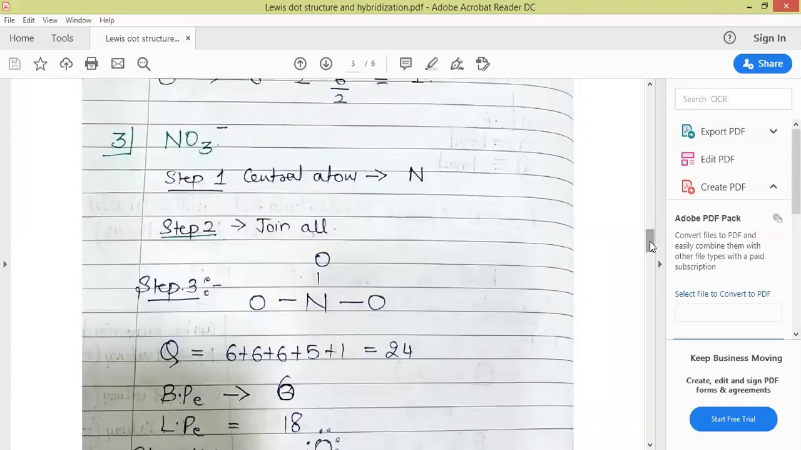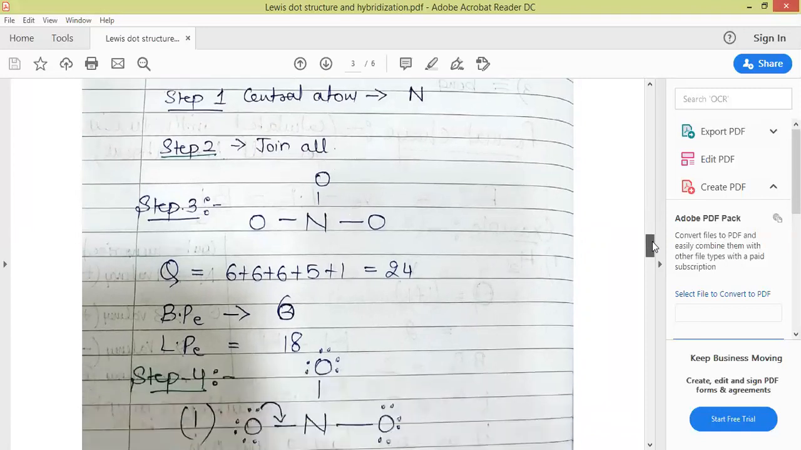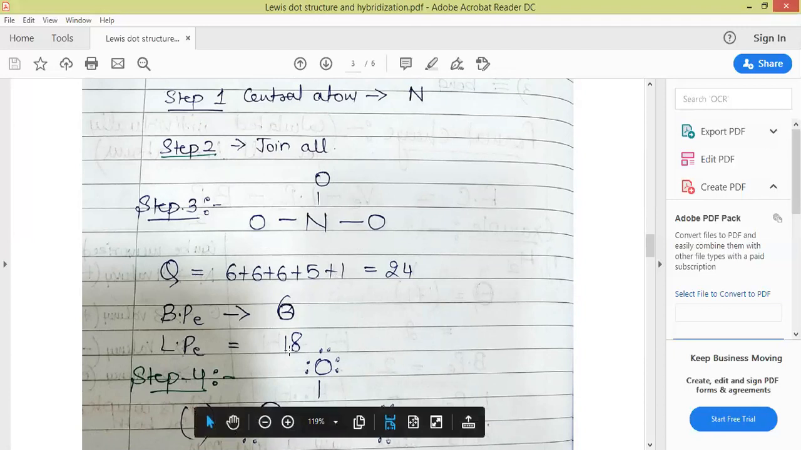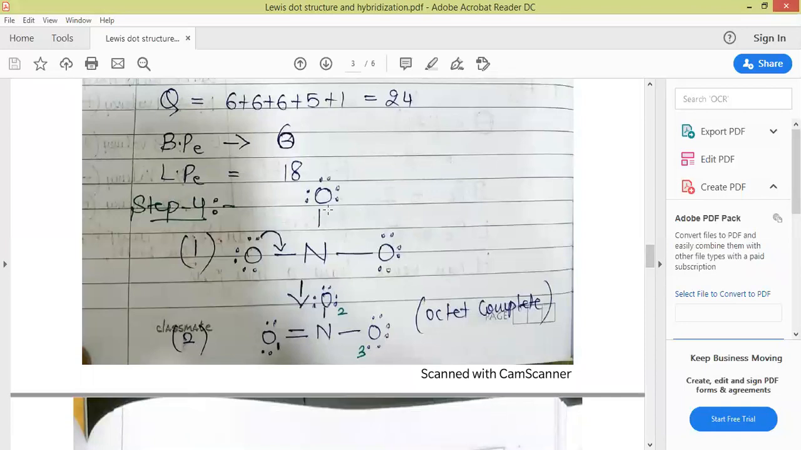Next we'll discuss NO3 negative. The central atom, based upon the least number, is nitrogen. The second step is to join all. Then we'll calculate Q. Q is 6 for each oxygen, plus 5 for nitrogen valence electrons, plus 1 based upon the negative charge. Q comes out to be 24. Bond pair electrons 1, 2, 3, 4, 5, 6, so 6 electrons, and lone pair electrons 18. In step 4, we'll give all the lone pairs to the corner atoms and try to complete their octet.